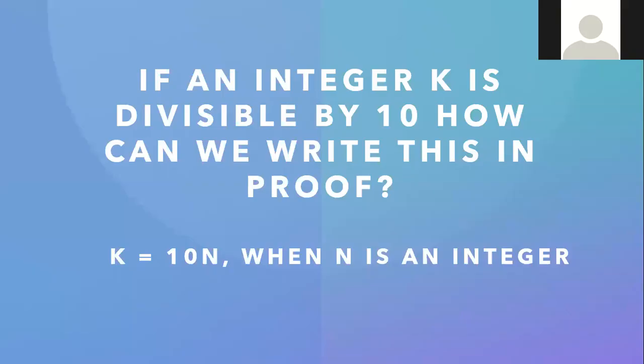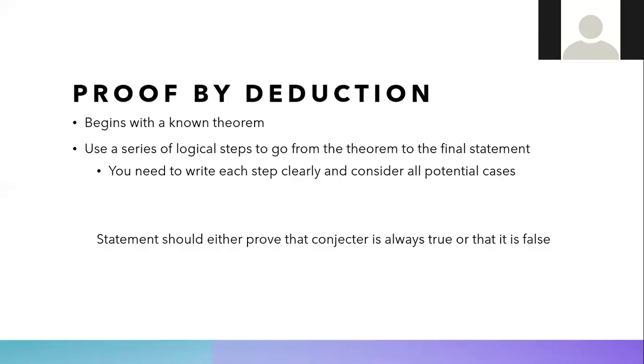So here's an example. If an integer k is divisible by 10, how can we write this in proof? Well, how we would write this in proof is k equals 10n. So we would use 10n because n is our number, and 10 multiplied by n would mean that k is divisible by 10. So therefore in 10n, n is our integer, and k is showing that it is divisible by 10.